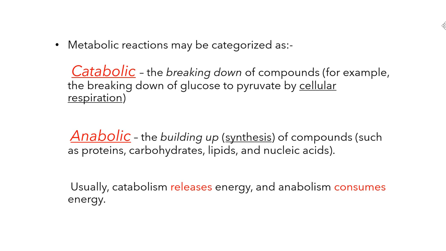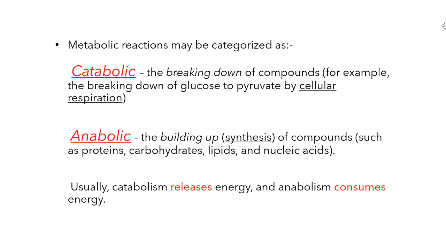Now we have pyruvate in our body. We take in glucose as food, then catabolism of that glucose takes place, and it is converted to pyruvate by cellular respiration. For our normal routine, we require proteins, carbohydrates, lipids, and nucleic acids. So we have to convert the first catabolic product into carbohydrates, proteins, or lipids. This second step is the building up of synthesized compounds.